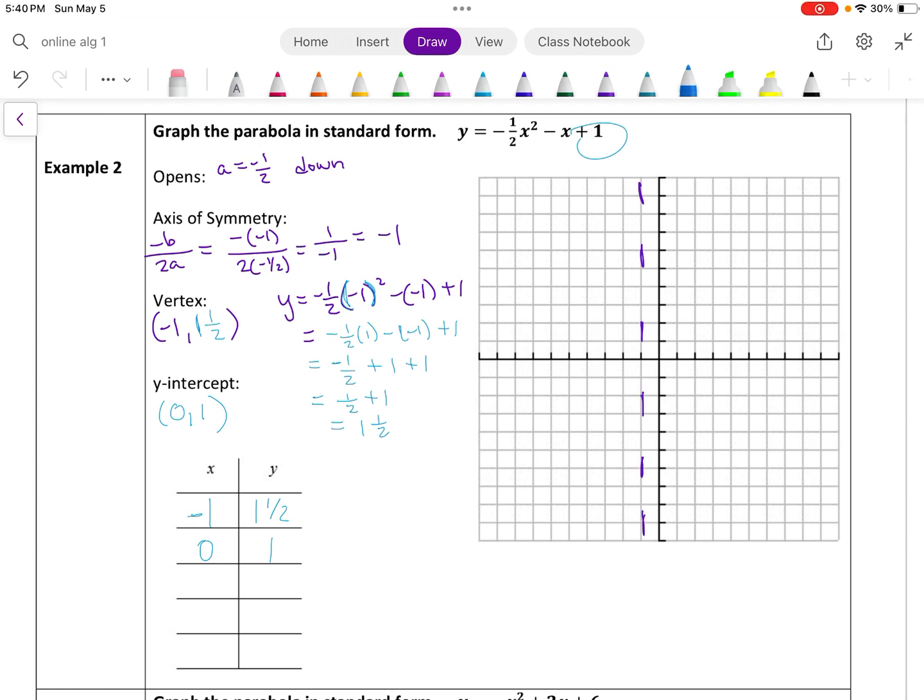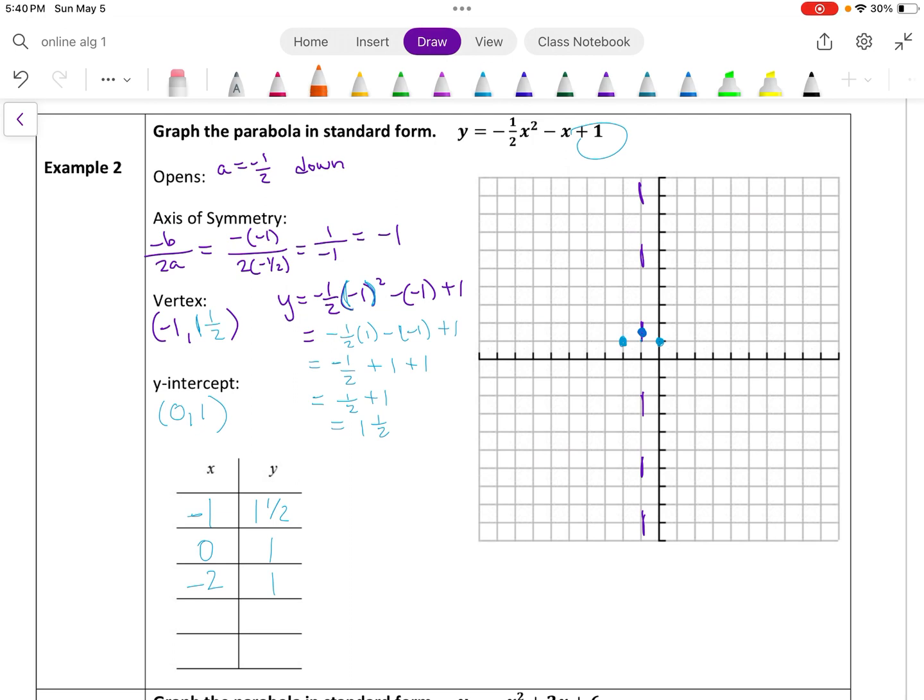And then remember 1½, I'm just going to estimate. 1½ is up 1, but not up to 2, so it's just right between 1 and 2. Okay, and then my y-intercept is the point (0, 1). And then I can mirror that. So if I have the point (0, 1), if I go to my axis of symmetry and then 1 to the other side, I've got the point (-2, 1).